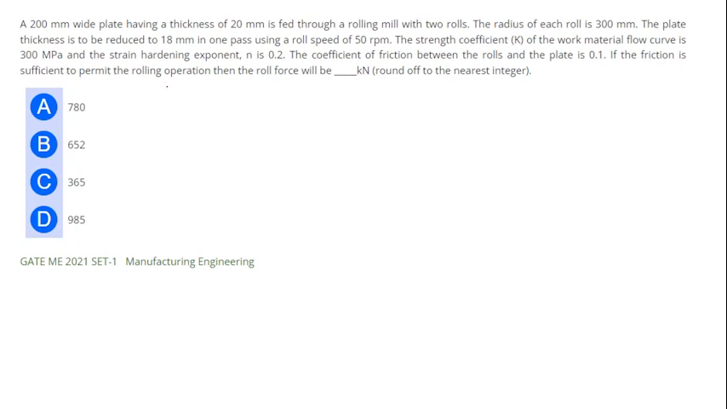Okay, let's read the question. A 200 mm wide plate having a thickness of 20 mm is fed through a rolling mill with two rolls. The radius of each roll is 300 mm. The plate thickness is to be reduced to 18 mm in one pass using a roll speed of 50 rpm. The strength coefficient of the work material flow curve is 300 MPa and strain hardening exponent is 0.2. The coefficient of friction between the rolls and the plate is 0.1. If the friction is sufficient to permit the rolling operation, then the roll force will be.